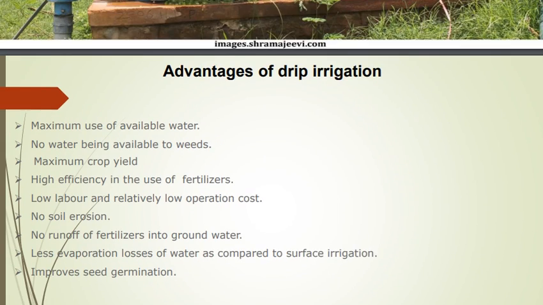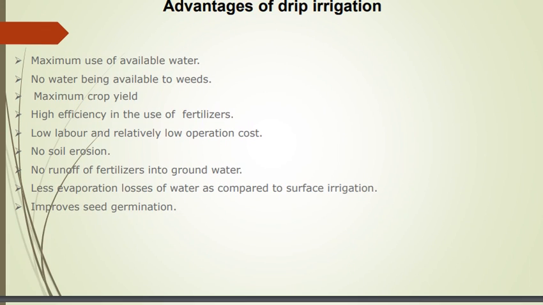So next we'll see the advantages of drip irrigation. Maximum use of the available water, no water being available to the weeds, maximum crop yield, high efficiency in the use of fertilizers, low labor and relatively low operation cost, no soil erosion, no runoff of the fertilizers into the groundwater, less evaporation losses of water as compared to surface irrigation, improves the seed germination.